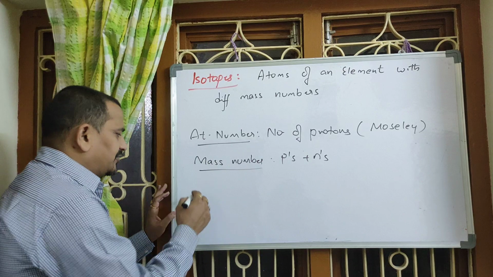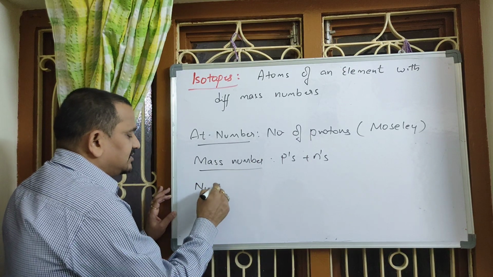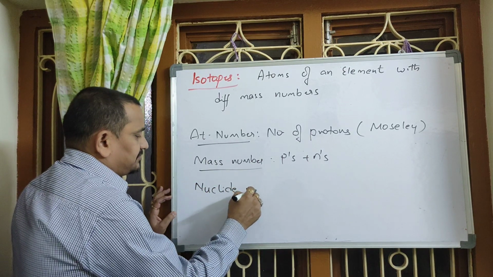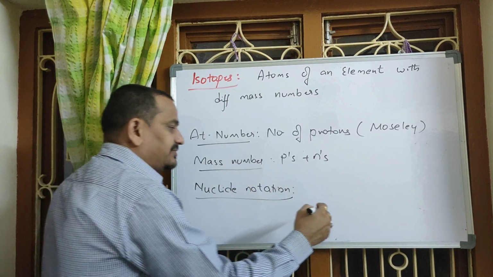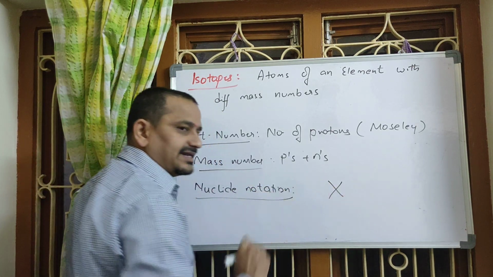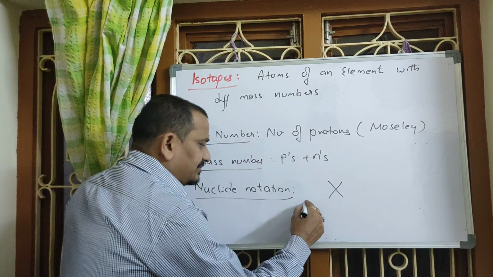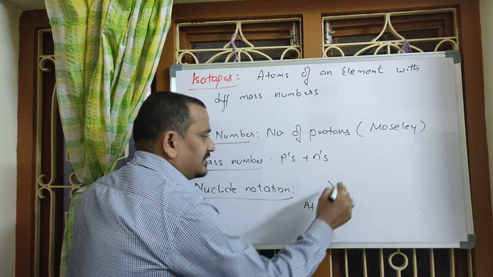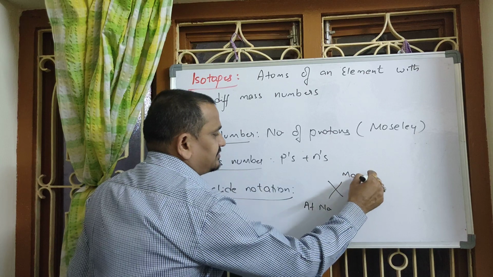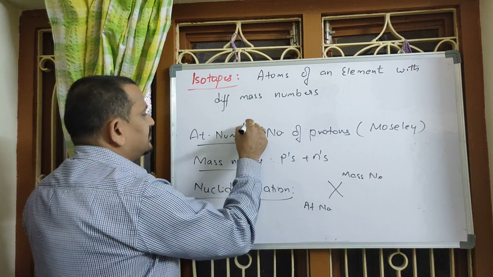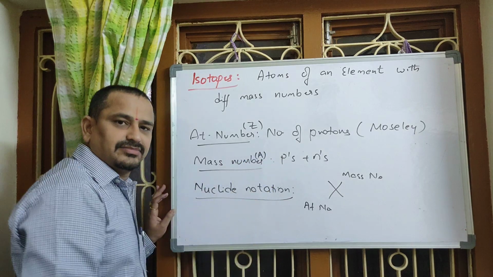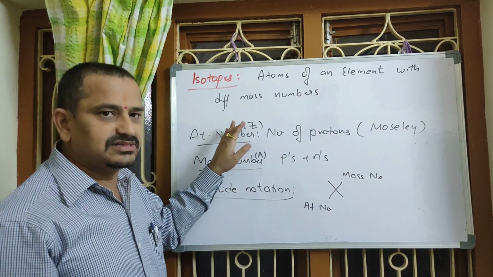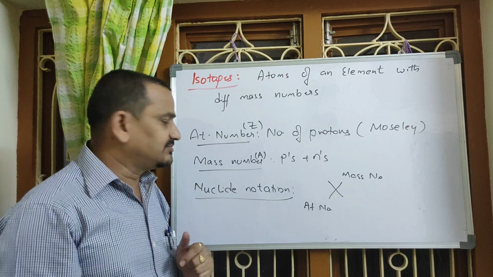Now, one more point you have to learn. This is nuclide notation. Suppose this is an element X. Here the atomic number will be specified, and here the mass number will be specified. You know the symbol for atomic number? Z. And mass number is A. Atomic number is given with the symbol Z and mass number is given with the symbol A.